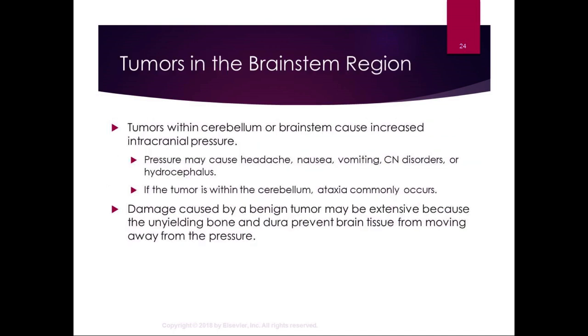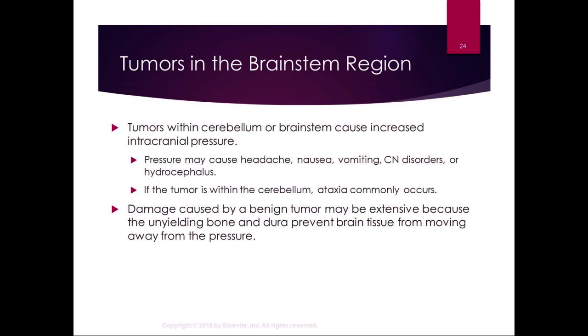Tumors in the brainstem region or in the cerebellum can cause increased cranial pressure because they're in that tiny posterior fossa. There's not a lot of room in there. So the increased pressure can cause headache, nausea, vomiting, cranial nerve disorders, or hydrocephalus, which is buildup of fluid in the brain. And we'll talk more about that in the next module. If the tumor is within the cerebellum, you frequently get ataxia, which is that incoordination of movement.